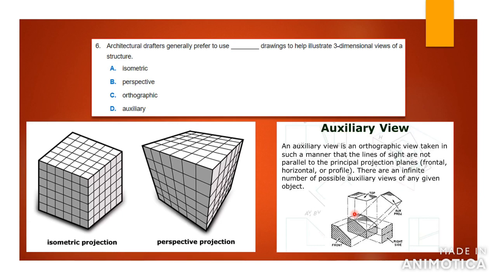So the most regularly used view that architectural drafters would use is the perspective drawing, because you are seeing it from a natural point of view. Let's put it that way. Okay, all right, so the answer would be perspective.